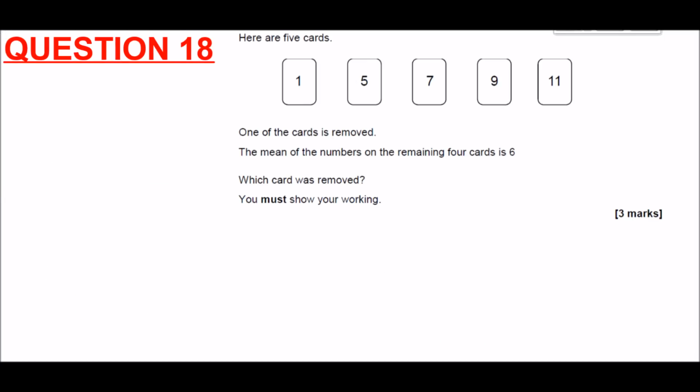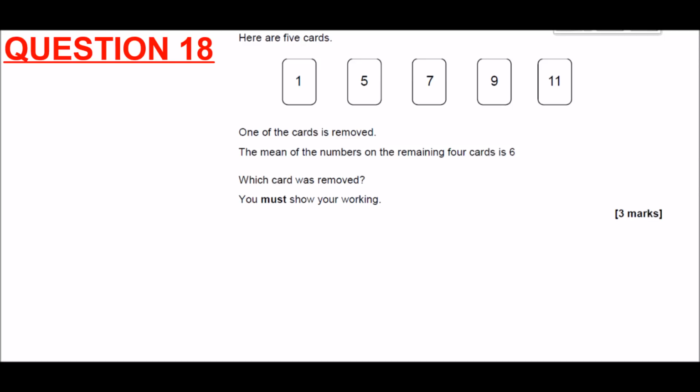Question 18. I'm going to do this question two different ways. The first method, I'm actually going to give credit to my students. A lot of my students have used this method, so I thought, well, I'll just do it the way you guys have been doing it. And it's worked. Anyway, you've got 5 cards, one of the cards is removed, and the mean of the numbers on the remaining 4 cards is 6. Which card was removed?